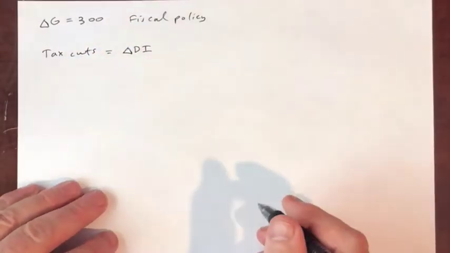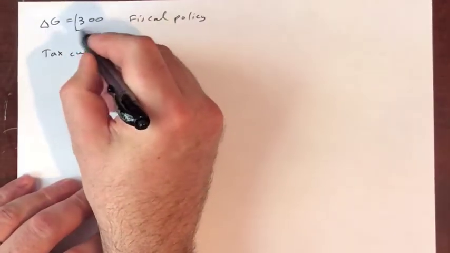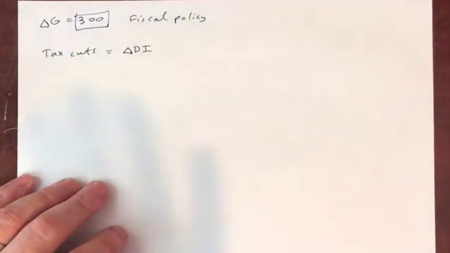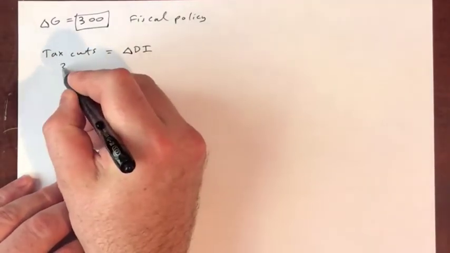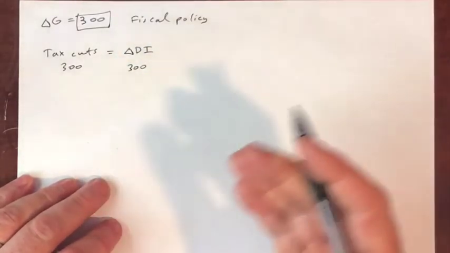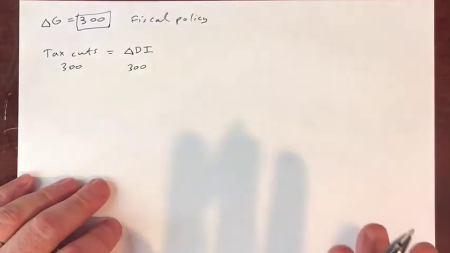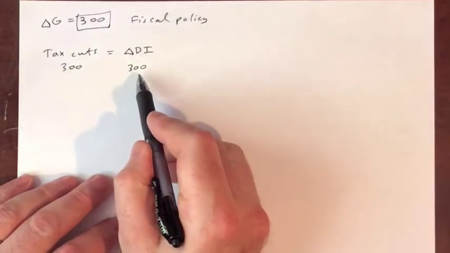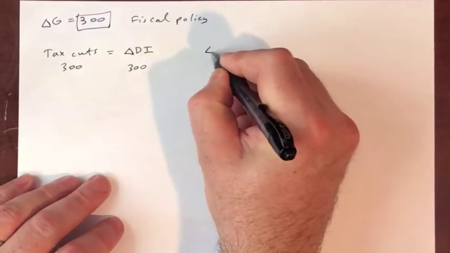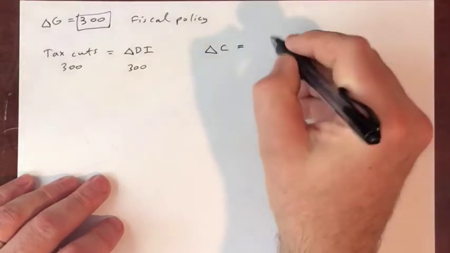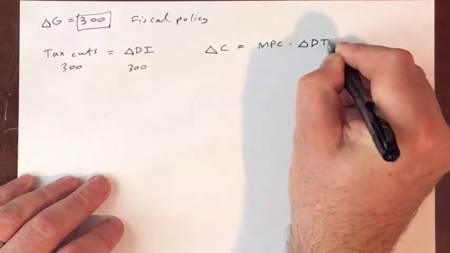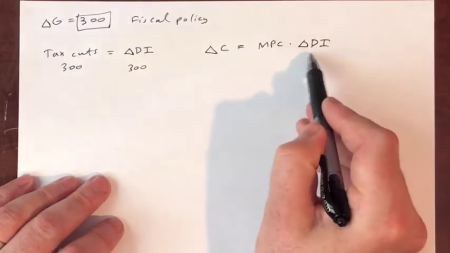So if we said, hey, we're going to take that $300 billion and rather than spending it on new goods and services which the government purchases, no, we're not going to do that. We're just going to cut people's taxes by that same $300 billion. And that means that people's incomes now go up by $300 billion. But here's the thing: people's incomes go up by $300 billion, but they don't necessarily spend all that, right? Remember, the change in consumption, delta C, is equal to the marginal propensity to consume times the change in disposable income. Delta C equals MPC times delta DI.